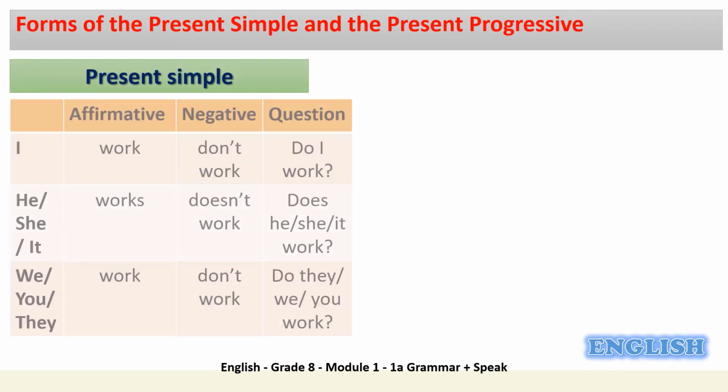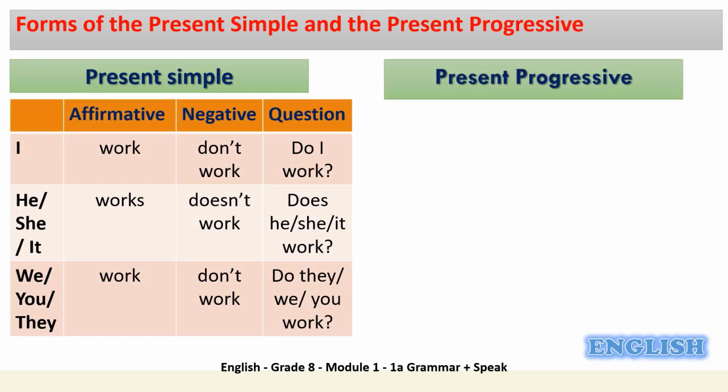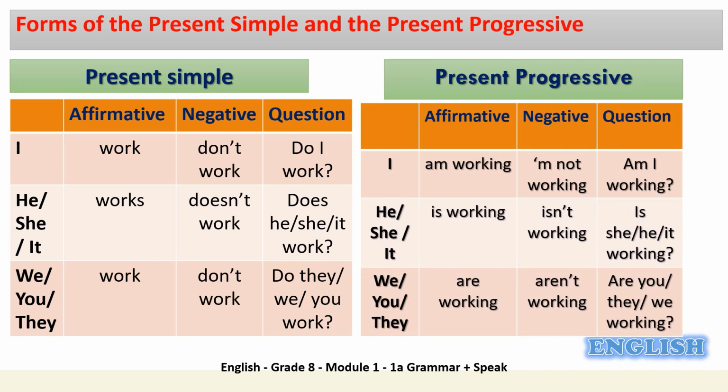It's time to talk about the form of both tenses. Here, when you form a sentence in present simple, focus on the pronoun. If it's I, put the verb in its basic form. I work, like if I say I work as a teacher. Negative, I don't work as a teacher. Question, do I work as a teacher?